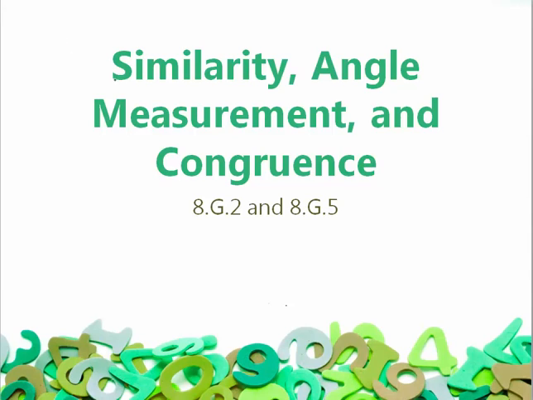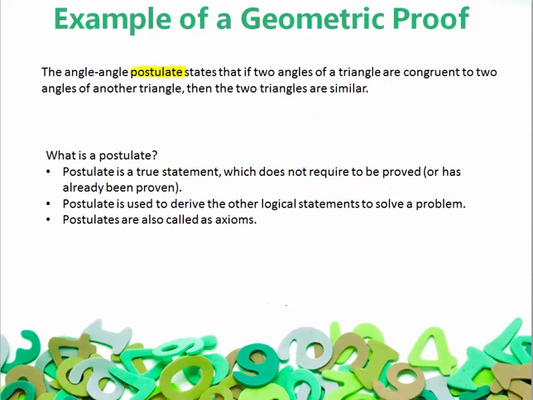During this lecture, we're going to talk about similarity, angle measurement, and congruence. These are covering 8.G.2 and 8.G.5. To start with, we're going to talk about a geometric proof. Now at this point, you do not have to prove anything, but I want you to watch and understand what goes on with the geometric proof.